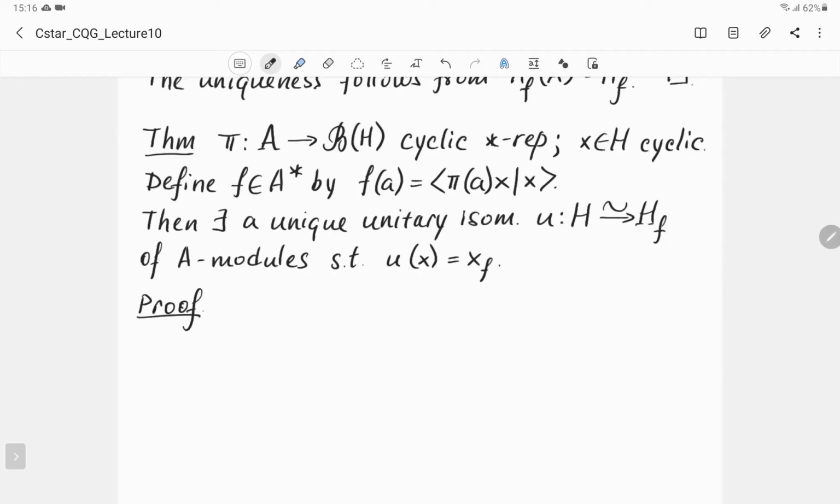To prove this result, we recall the abstract characterization of GNS representations. And we construct a map lambda from A to H by the following formula. Lambda of a is pi of a applied to the cyclic vector x. So what can we say about this map? Well, first of all, since x is a cyclic vector, we see that the image of lambda is dense in H.